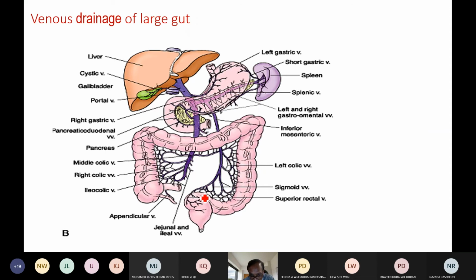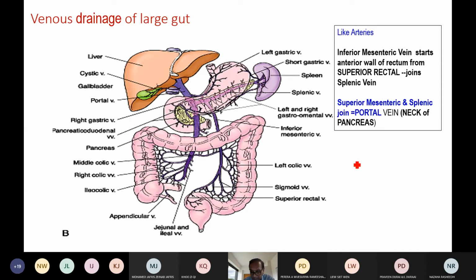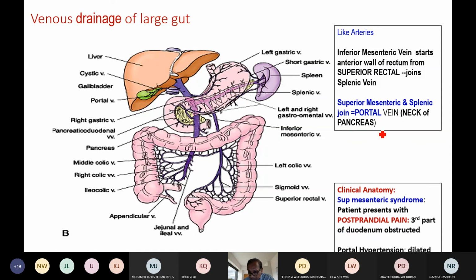So the veins from the rectum: first is the superior rectal vein. The superior rectal vein forms the inferior mesenteric vein. This inferior mesenteric vein joins the splenic vein. The splenic vein joins the superior mesenteric vein and forms the portal vein. So again to repeat, the superior rectal vein forms the inferior mesenteric, which joins the splenic, and with the superior mesenteric forms the portal vein. So venous drainage is somewhat different. Remember that the main important thing here is the portal vein. The superior mesenteric and splenic veins form the portal vein. Where is it formed? Behind the neck of the pancreas.